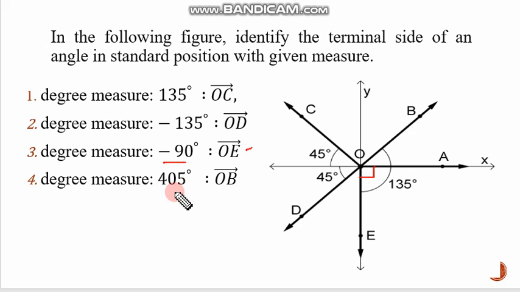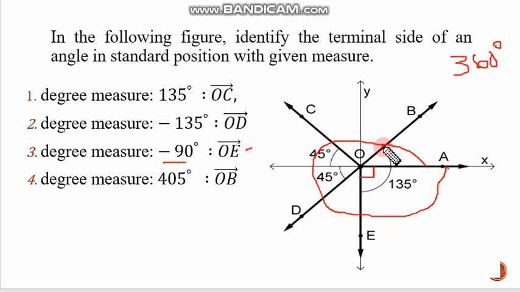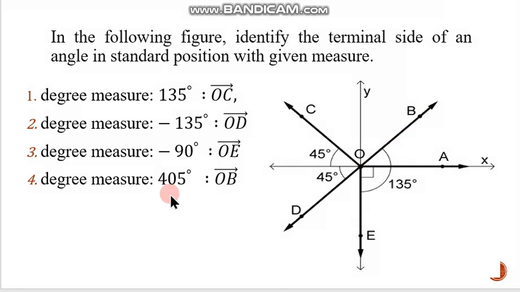And lastly, the degree measure 405 degrees. So one rotation is equivalent to 360 degrees. So this angle here is 135 degrees, and then we know this angle, which is 90. 135 degrees minus 90 is equal to 45. So 360 plus 45 is 405 degrees. Therefore, the ray OB is 405 degrees.